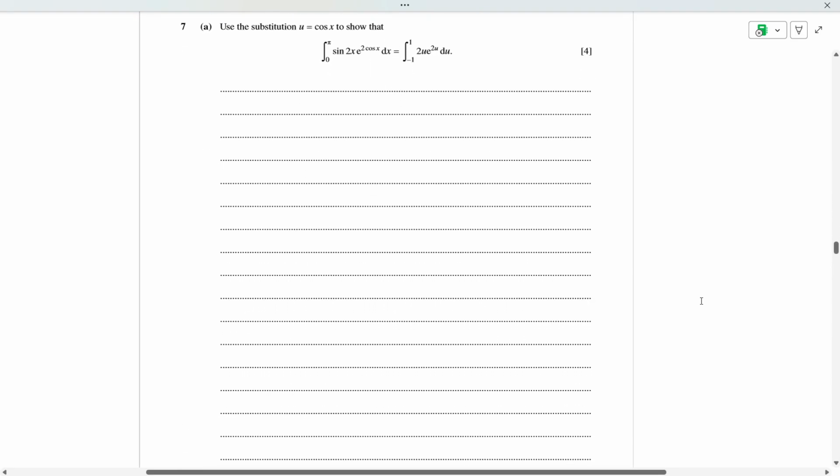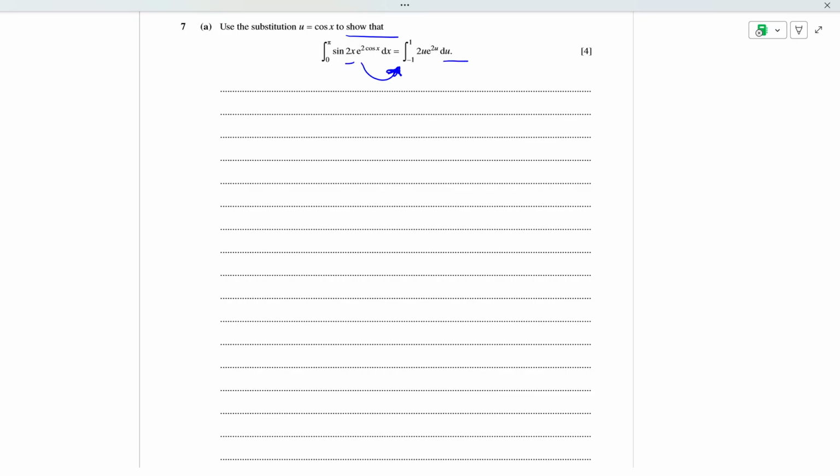And then question 7. Use the substitution u is equal to cos x to show that. Every time you're using a substitution, the first thing that you want to do is to find the factor of changing the domain, because you're moving from the x domain to the u domain.